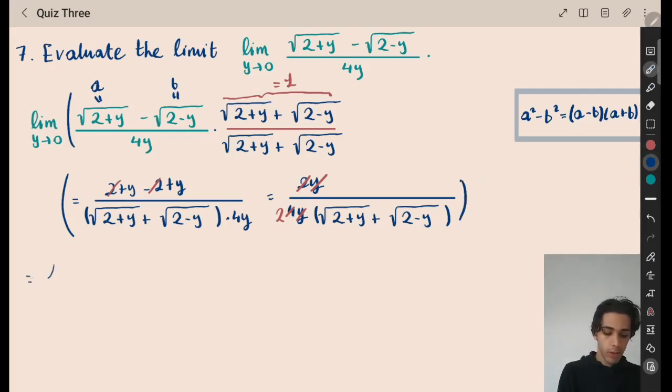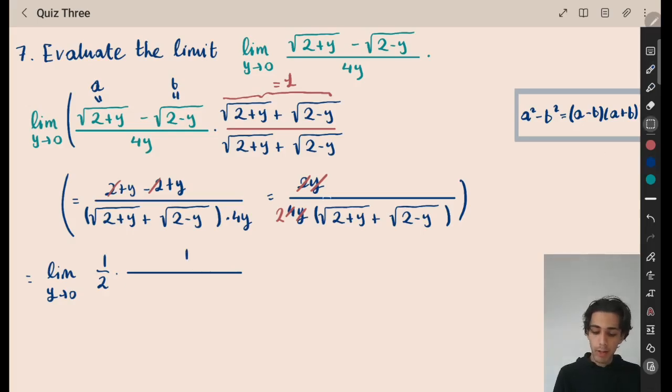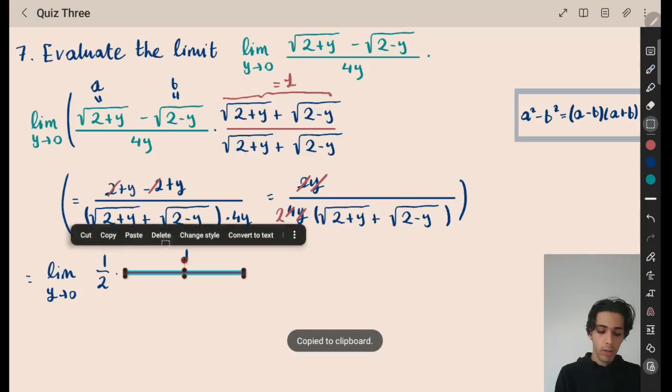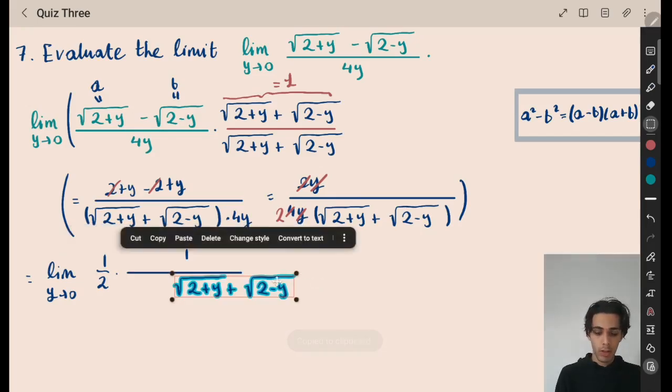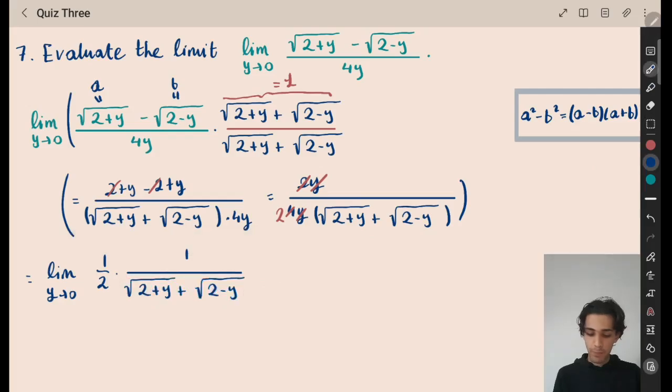Then this limit is actually equal to 1 over 2 from this 2, and you have 1 divided by this thing here. And my question to you is, can we plug in? And the answer is yes. Because if I put 0 here, 0 there, it's fine. I just get 1 over square root of 2 plus square root of 2.